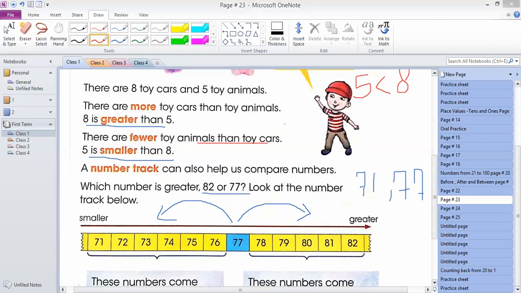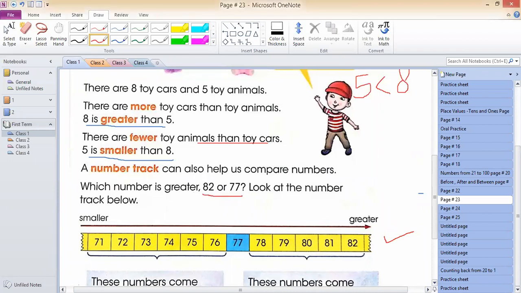So let's start further, guys. Now, how do you find whether a number is greater than or less than another with the help of a number track? Look, guys, this is the number track. Now, if I ask you which number is greater, 82 or 77, with the help of the number track, tell me which number is greater.